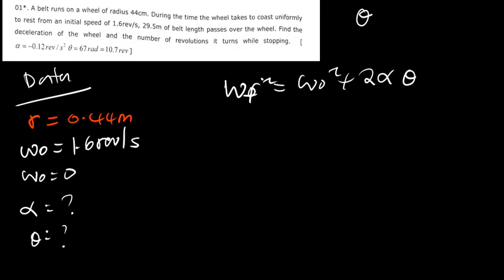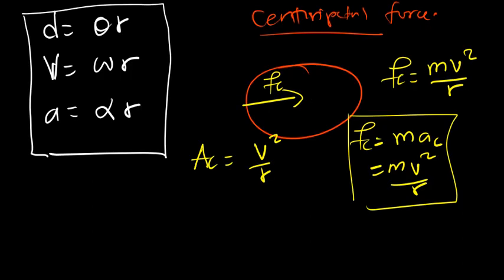Why? Because we also have this distance, which is in meters. That is now my linear displacement, which is 29.5 meters. Did you see those two formulas I gave you? If at all I've got D and R, I can find theta, not so?